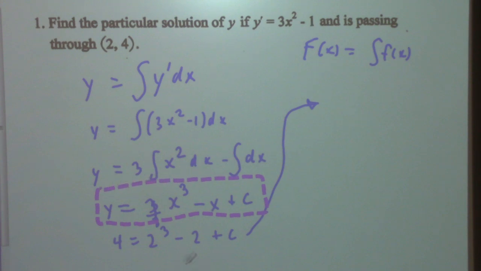Okay, so let's continue here to get our particular solution. We have 4 is equal to, that's going to be 8 minus 2 plus c. So that's 4 equals 6 plus c. So c is equal to negative 2. Now we can write our particular solution, which is y equals x cubed minus x minus 2.